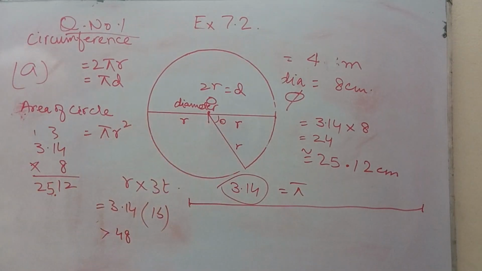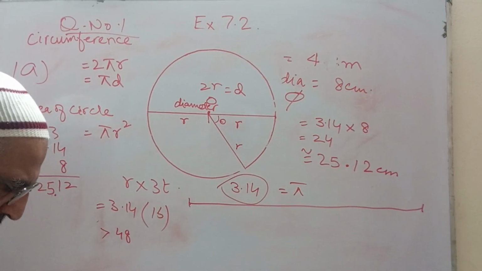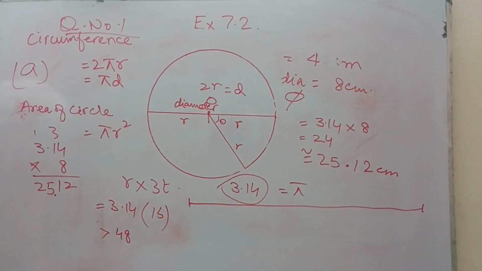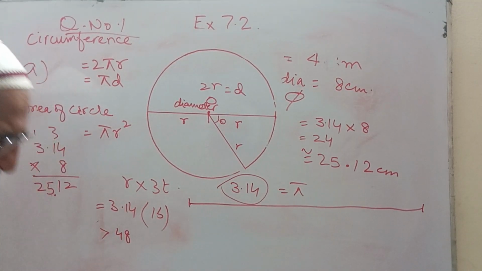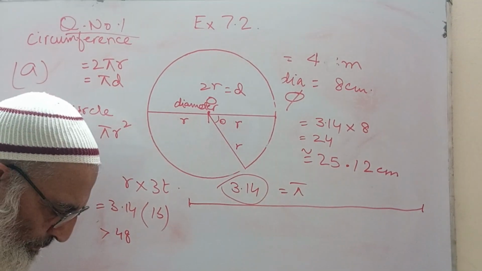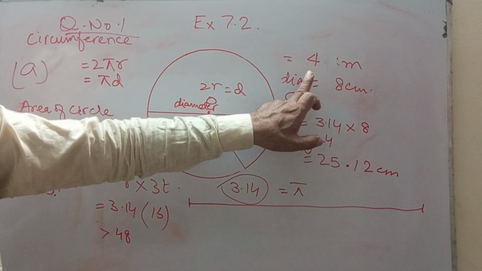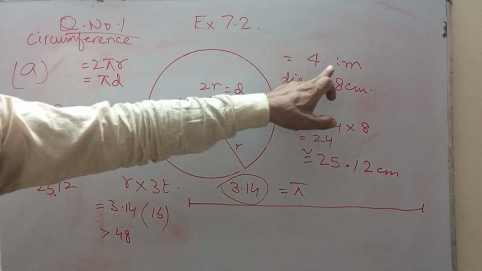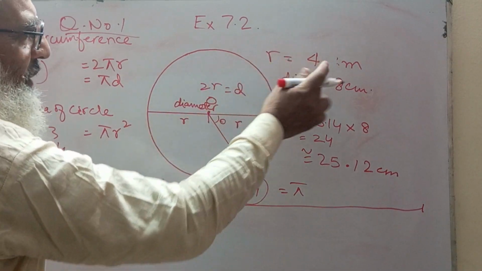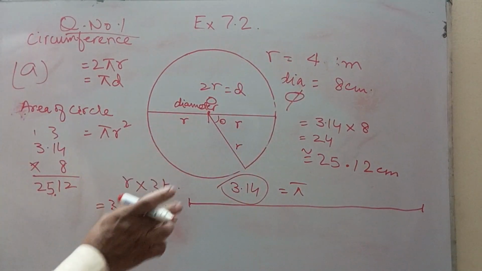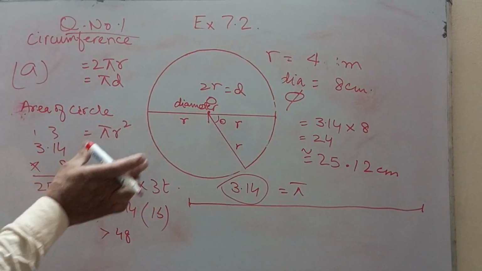So all these questions from A, B, C, D, E and F are the same. But for your knowledge, I may tell you that in part B, the diameter is given instead of the radius. Now this was radius, r equal to 4 meters. Now instead of radius, in the next part, diameter is given.